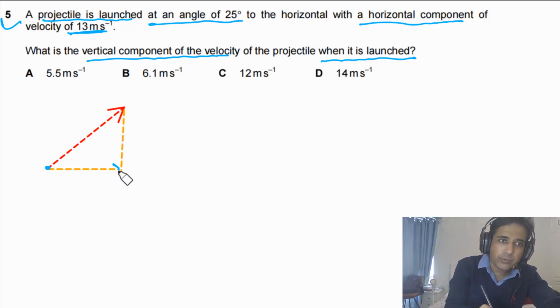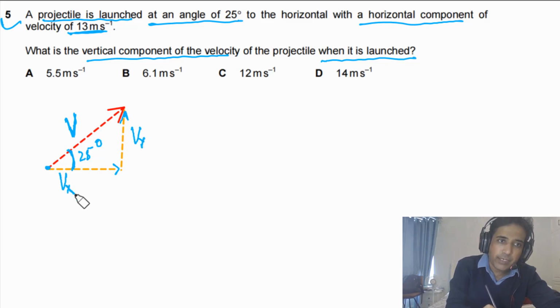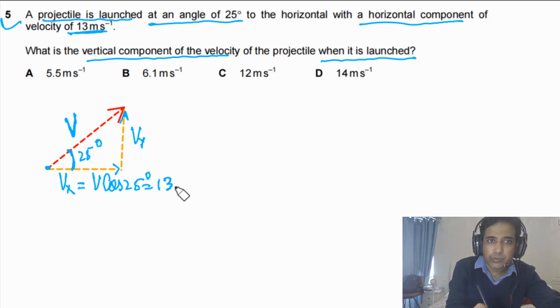We can also draw arrows here. So this is horizontal component, this is vertical component. We can also assume this velocity is v. The initial velocity is v. And the angle of projection, meaning the launch angle, is given to us, that is equal to 25 degrees. We can say this vertical component is vy and horizontal component is vx. And vx will be equal to v cosine of 25 degrees, and magnitude of this one is equal to 13 meters per second. We need to find out what is the value of vy.